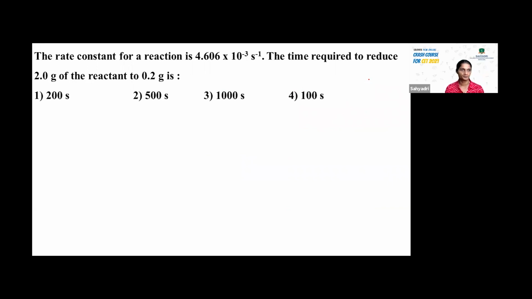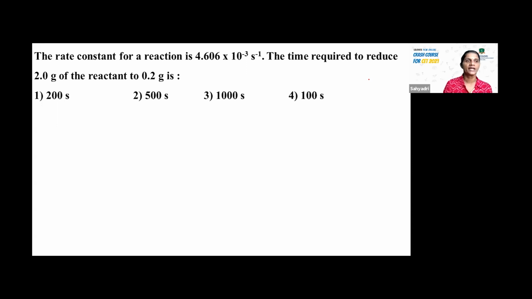Option 2. 500 seconds. All are giving 2 as the answer, 500 seconds, approximately 500.